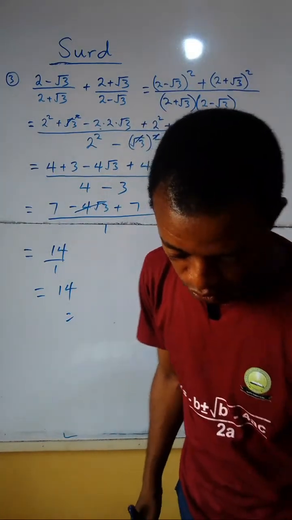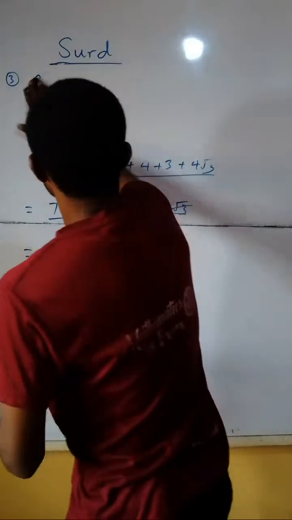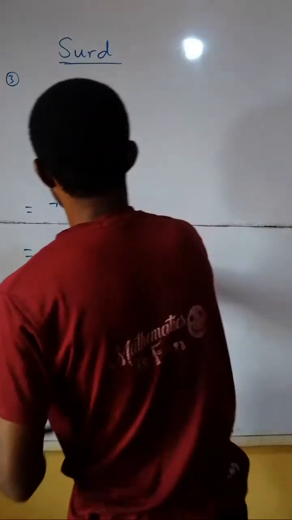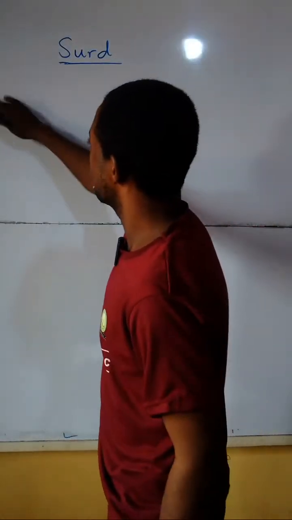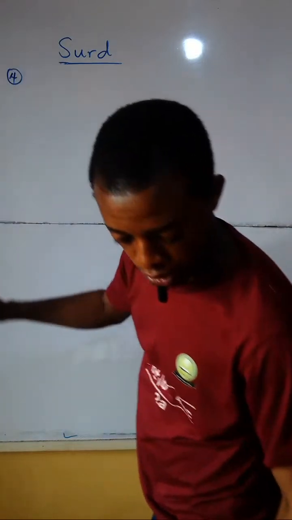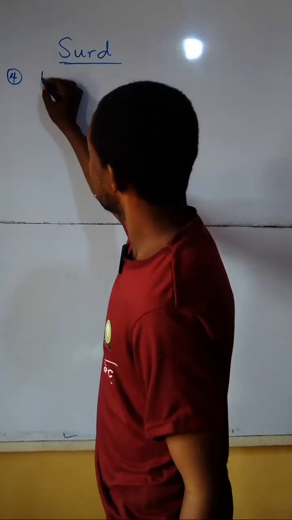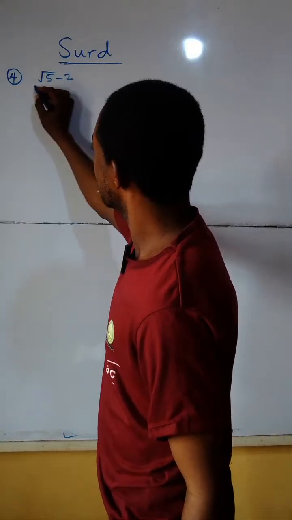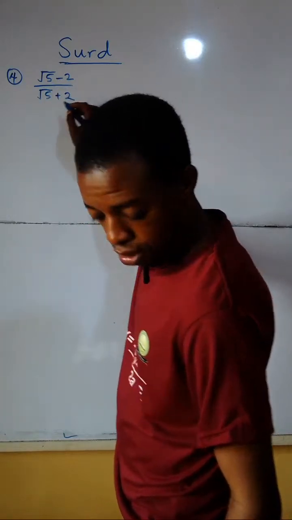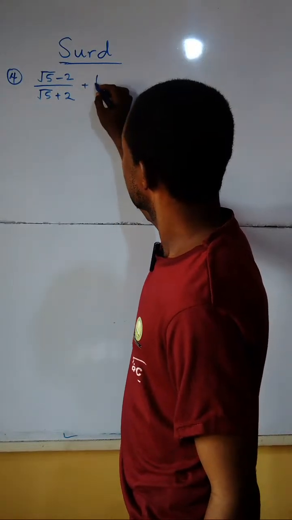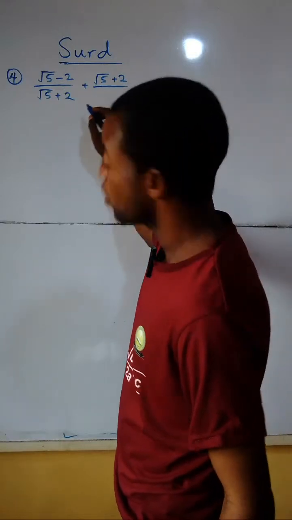Now let's look at another one, also from here. We label this as number 4. And this question we have root 5 minus 2 over root 5 plus 2, then plus root 5 plus 2 over root 5 minus 2.